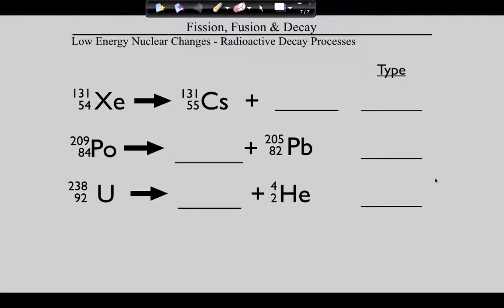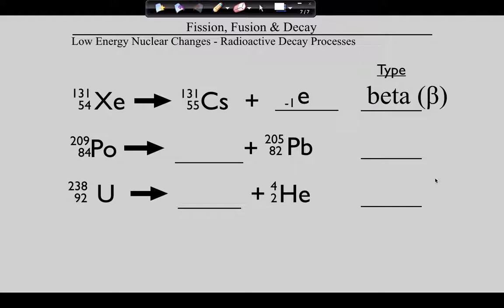So guys, look what's going on. Here, xenon 54 becomes cesium 55, so the atomic number went up by 1. Is this alpha or beta? Beta. So all you're going to do is write down beta. That's it. But then, how do we represent a beta particle? Like that. Is that okay?